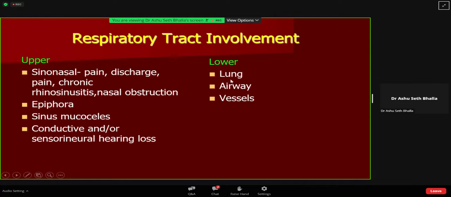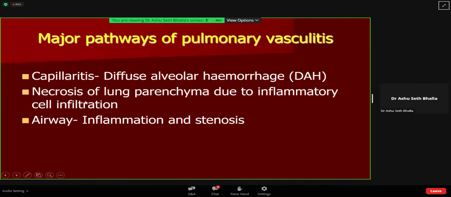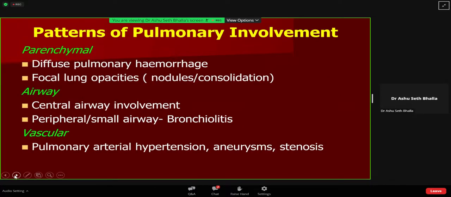In the lower airway, you can have involvement of lung parenchyma. Whenever the capillaries get involved, small vessels will involve the airway and will directly involve the vessels themselves. So if you get capillaritis, it will result in DAH. If you get necrosis, if you get involvement of slightly bigger vessels, you will get an overt necrosis of the lung parenchyma, and then you will get nodules, mass-like lesions. And this is also associated with a lot of inflammatory cell infiltration. In the airway, we always get inflammation, and eventually you will get stenosis.